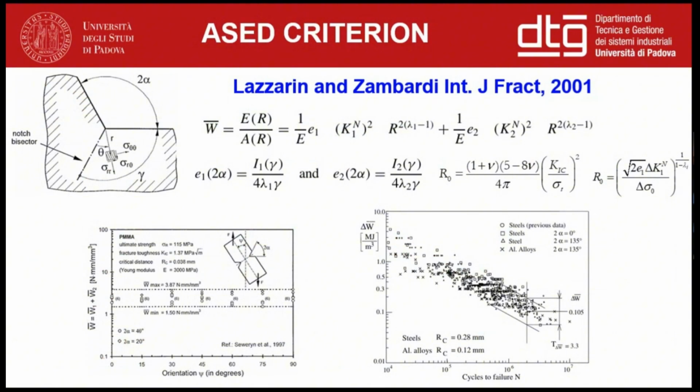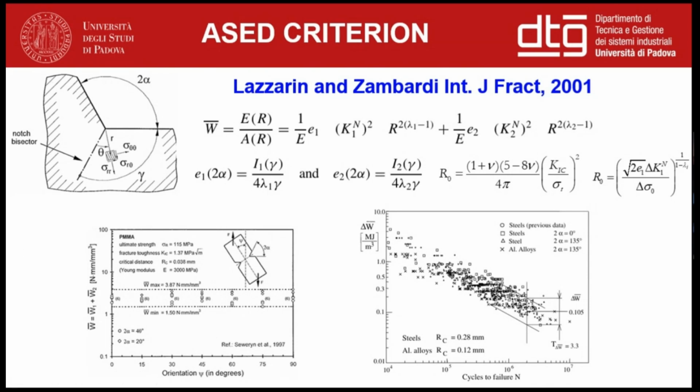As you can see, it depends on the mode 1 and mode 2 notch stress intensity factors, as well as on the size, the radius, of the control volume. And in this work, they initially applied the criterion to summarize a large bulk of data related to the static strength of brittle or quasi-brittle materials. On the left-hand side, you have an example of application in this field, as well as the fatigue strength of steel welded joints, and later it was extended also to aluminum welded joints.